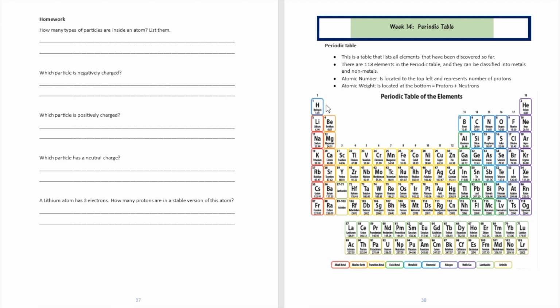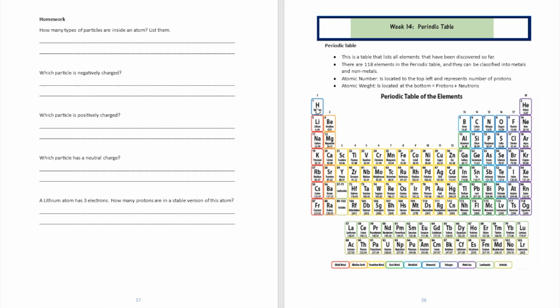If you see these little boxes over here, you're going to see certain numbers on top of those boxes. The number to the top left is called the atomic number, and it represents the number of protons, which will be equivalent to the number of electrons as well, especially if the atom is in its stable form. Then you're going to see another number a little bit to the bottom of it. That number to the bottom is called the atomic weight. The atomic weight is equivalent to the number of protons and neutrons, which form the nucleus of the atom.